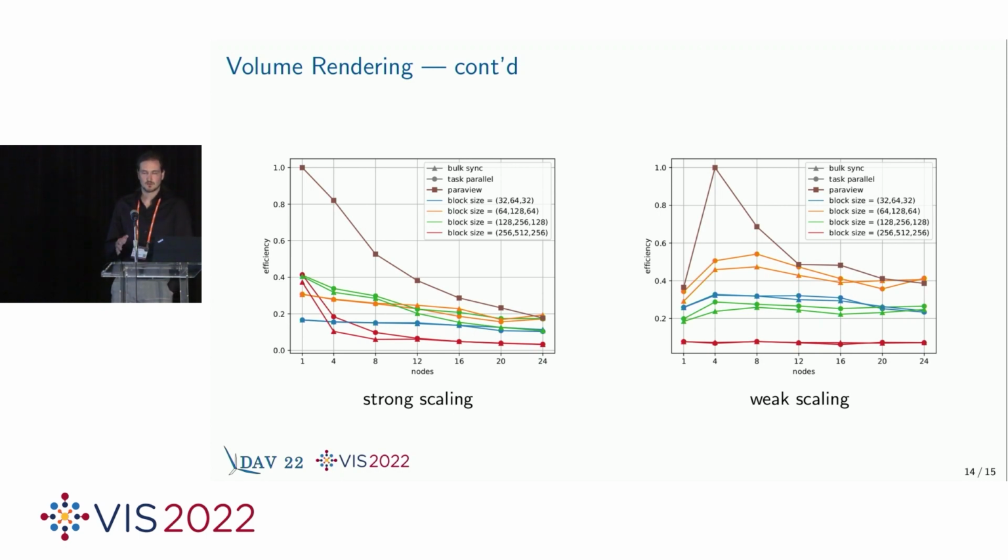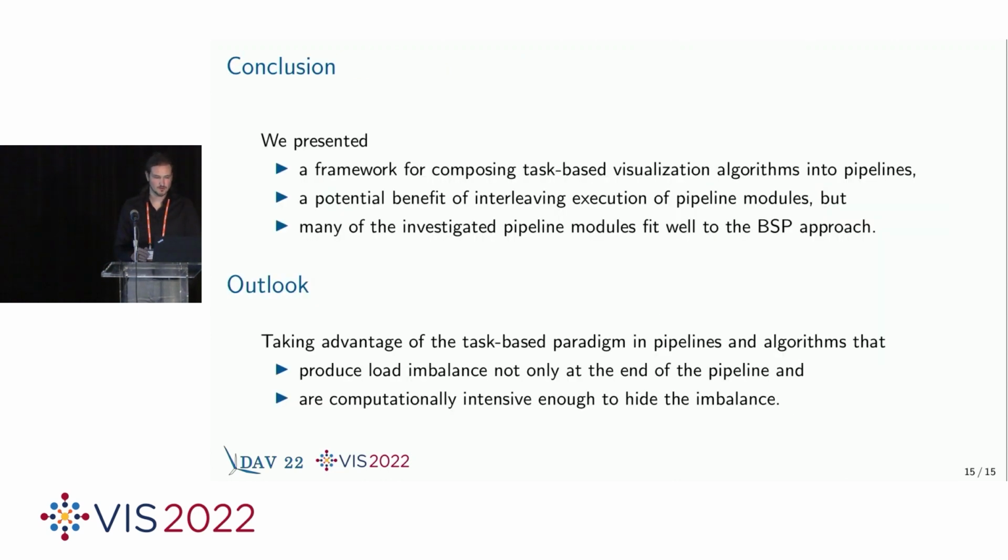And here in the strong scaling experiments, we of course have a fixed number of blocks, and thus when we increase the number of compute nodes, we decrease the number of blocks per node, and thus the task scheduler is then less flexible. With these results, I want to wrap up my talk.